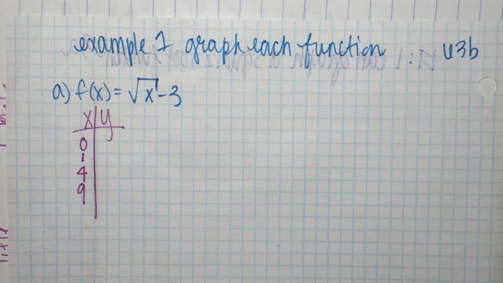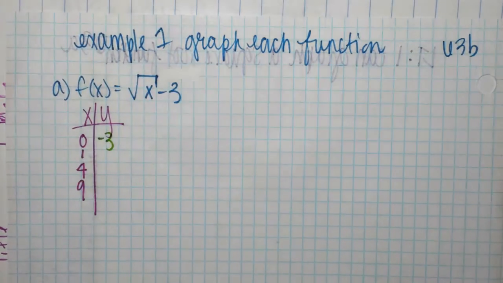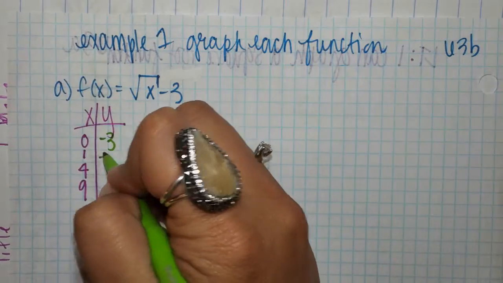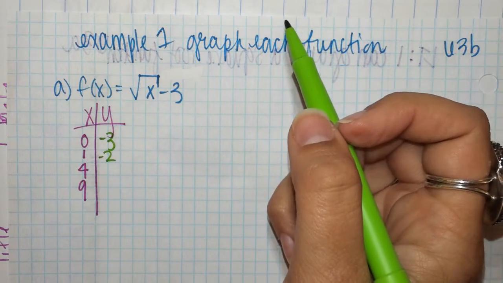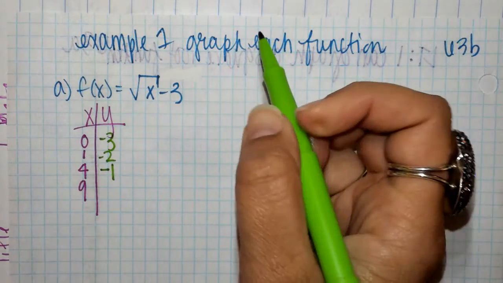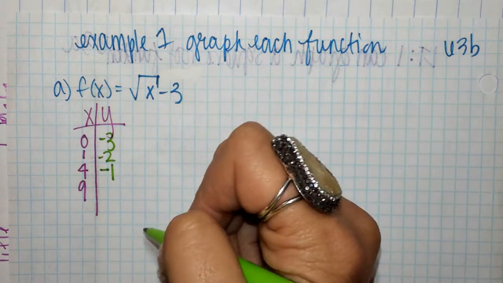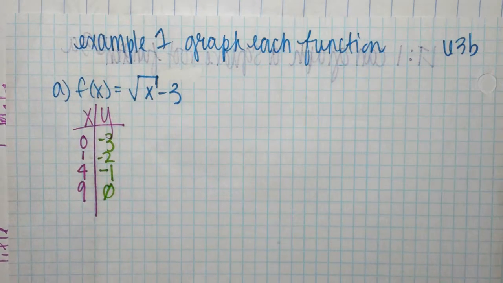Alright, so let's plug in 0. What's the square root of 0? It was 0 minus 3? Negative 3. Alright, let's plug in 1. What's the square root of 1? And what's 1 minus 3? Alright, let's plug in 4. What's the square root of 4? 2. And 2 minus 3? And the square root of 9? 3. And 3 minus 3? 0. Straight line.